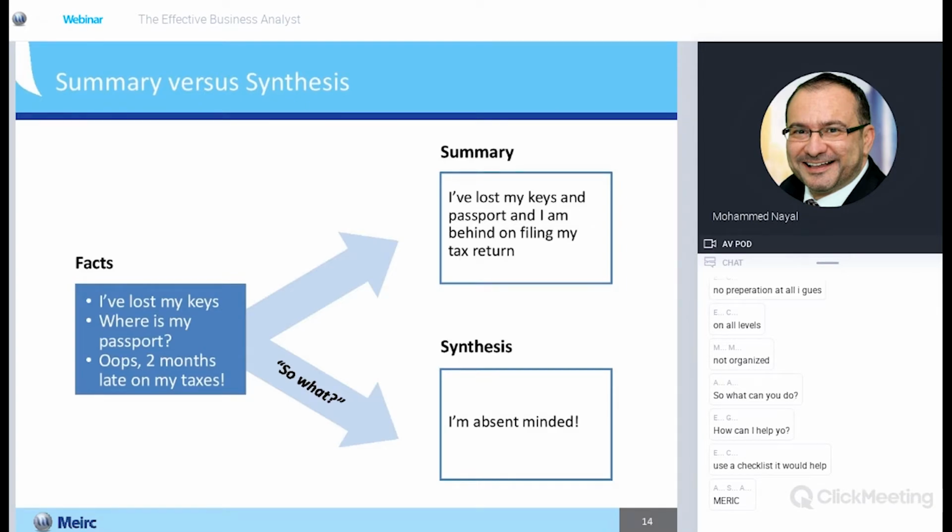So this is basically it. Somebody gives you facts, says, I've lost my keys, passport, oops, I'm late on a certain project. The summary is you just say it in a simpler way or use fewer words. But the synthesis is that this person is absent-minded or sloppy and should take a time management course, preferably at Meirc. Of course, there are other providers too.